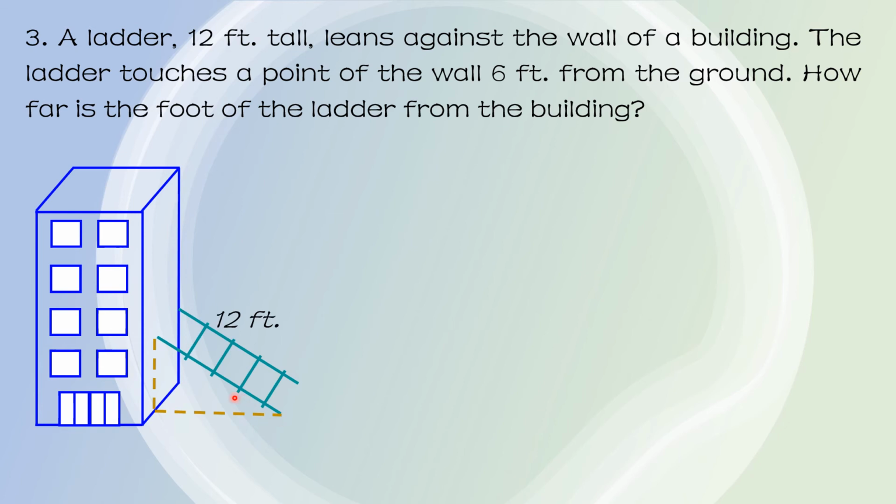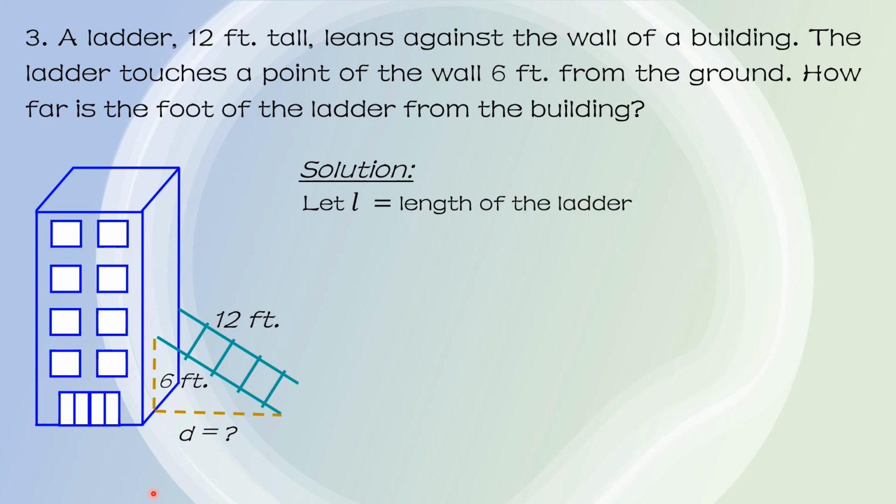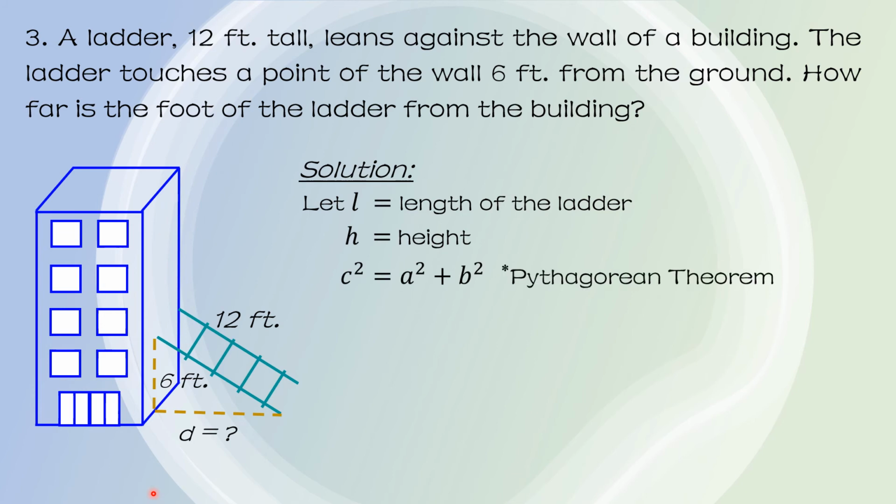And then, ang ladder ay nag-touch ng isang point sa building. So, ang haba daw ng point na ito papunta dun sa baba ng building is 6 feet. And then, ang hinahanap natin is yung distance or yung layo ng dulo ng ladder or paanan ng ladder doon sa building. So, let's have the solution. Let L be the length of the ladder, H be the height, and kailangan natin gamitin yung formula ng Pythagorean theorem since naka-form tayo dito ng right triangle. So, ang formula niya is c squared equals a squared plus b squared.